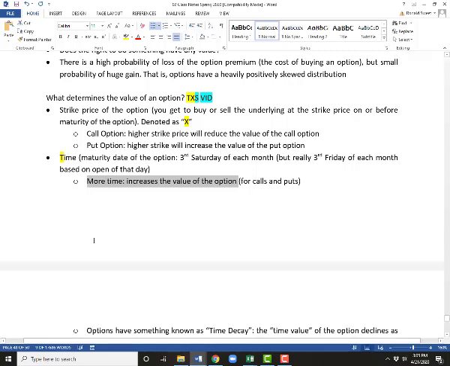If the real estate market crashes, then whatever I paid for that option, I can just let it go to zero and lose my money on the option, but I don't have to pay $500,000 for a house that's only worth $300,000. So time always helps you.